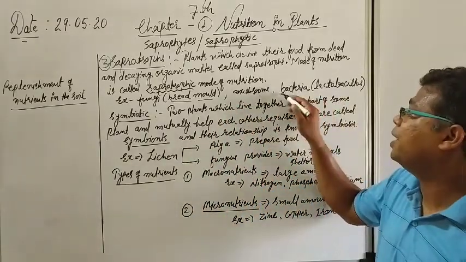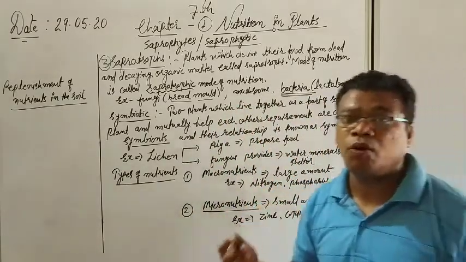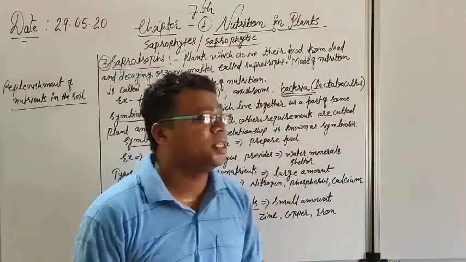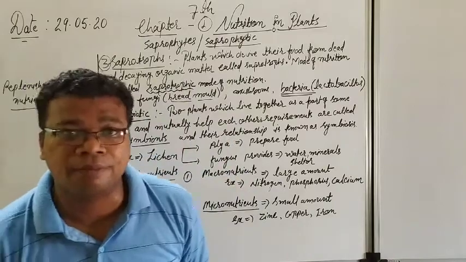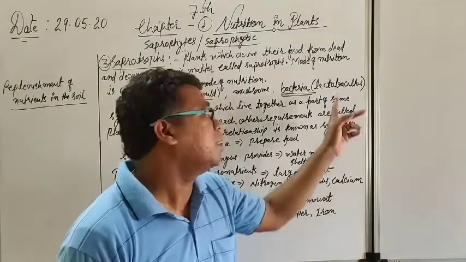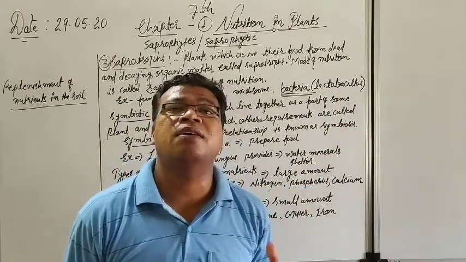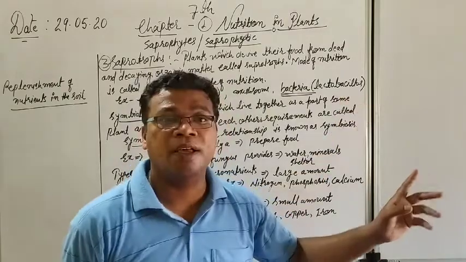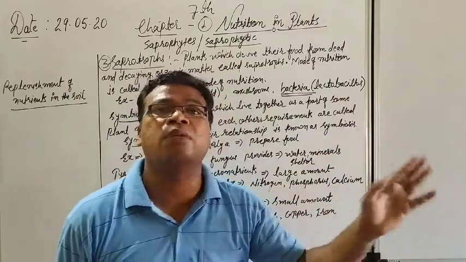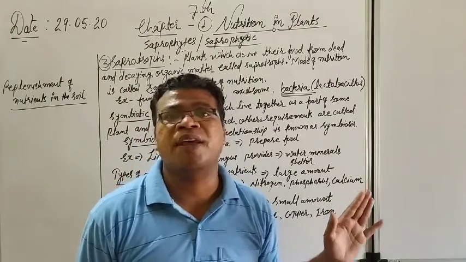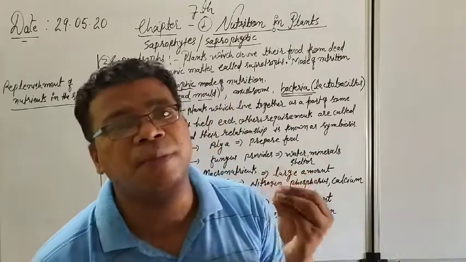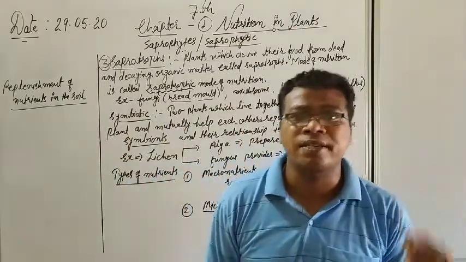Number third is the bacteria. We are not talking about all the bacteria here. We are talking about a special bacteria, the lactobacillus bacteria, which is present in curd. Because of the lactobacillus bacteria, milk is converted into curd. So we have to remember three examples. And what is the saprotrophic mode of nutrition? It is very clear in our mind right now.